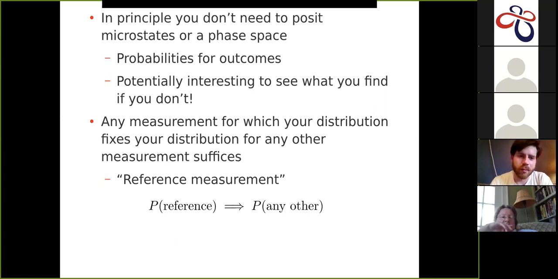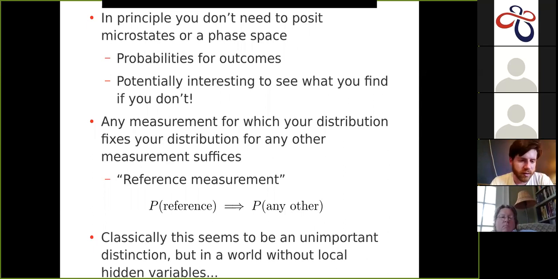Any measurement, so this is what's motivating my more general notion of a reference measurement than one related to any sort of ontic state space underneath. It's just any measurement for which your distribution fixes your distribution for any other measurement. So you can go in that direction, but not backwards.